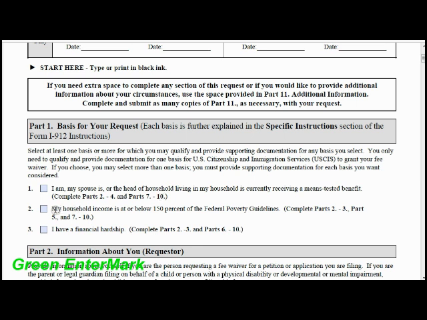Then if you are taking the second excuse, that your household income is at or below 150% of the federal poverty guideline, then you have to fill out Parts 2 to 3, Part 5, and Parts 7 to 10 of this form. And the third excuse is that you have a financial hardship. You have to complete Parts 2 to 3 and Parts 6 to 10 for this excuse.